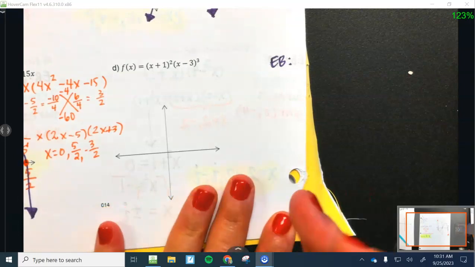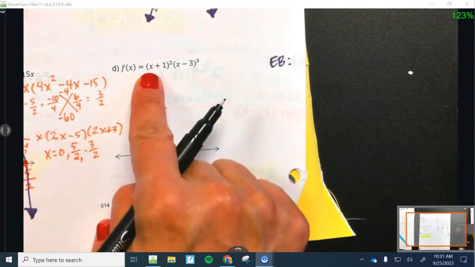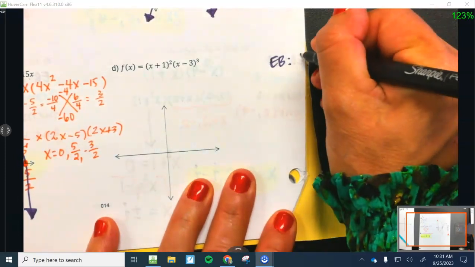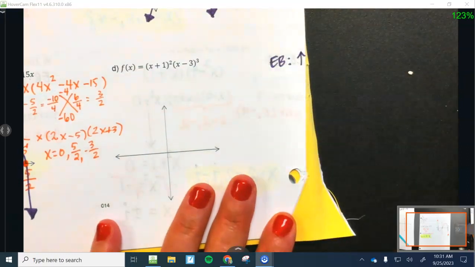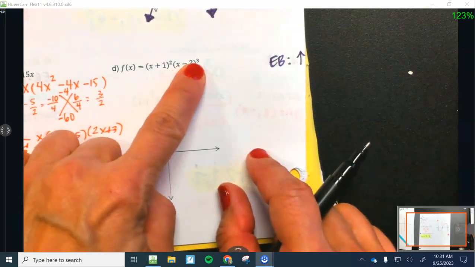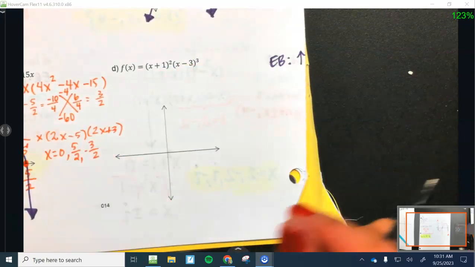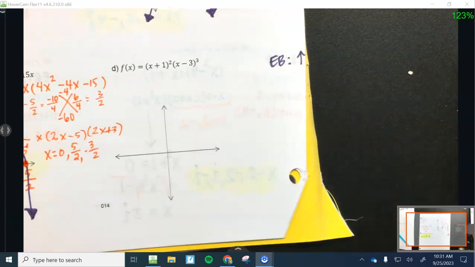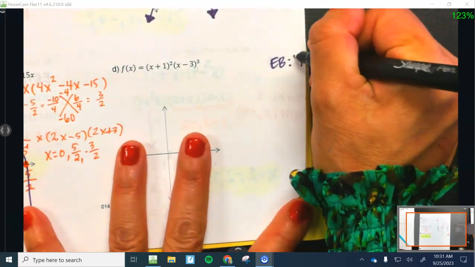So for the end behavior, I don't see a negative, so I know it's still going to be up on the right side. I just need to know the degree, and to find the degree, you add the exponents. What's 2 plus 3? It's 5, so it's opposite. So the arrows are going to be down, up.